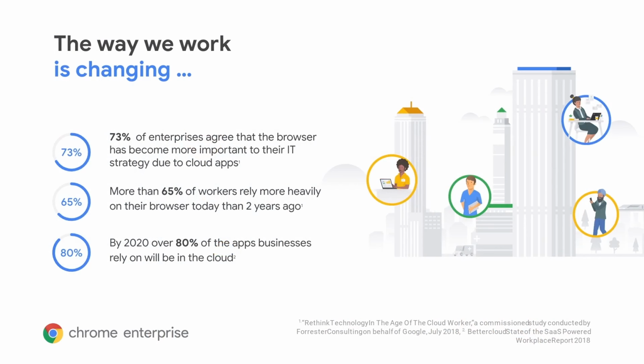The way we work is changing, and the evolving role of the web and enterprises has a large part to play in this. More and more work today is done on the web thanks to the richness of the enterprise software as a service ecosystem that's grown and the web platform that powers it. In that context, the browser is quickly becoming the centerpiece for the delivery of business-critical applications. As you can see from the statistics here, both IT administrators and IT workers are seeing this shift firsthand. 73% of enterprises agree that the browser has become more important to their IT strategy. 65% of workers report relying more heavily on their browser today than they did 2 years ago.